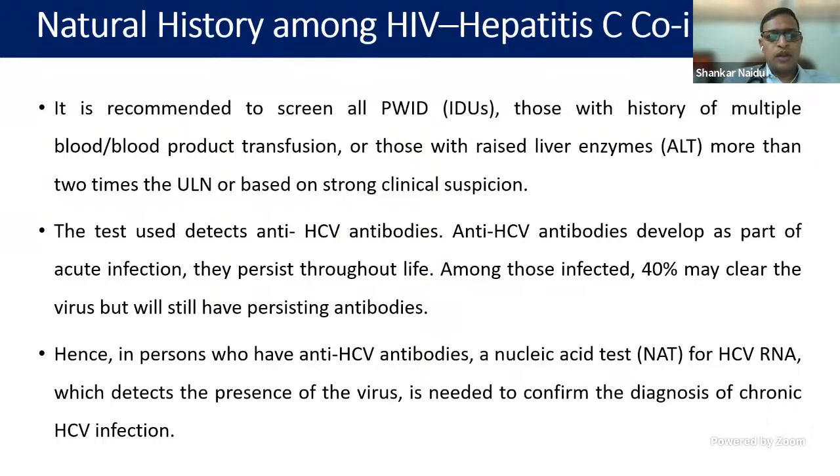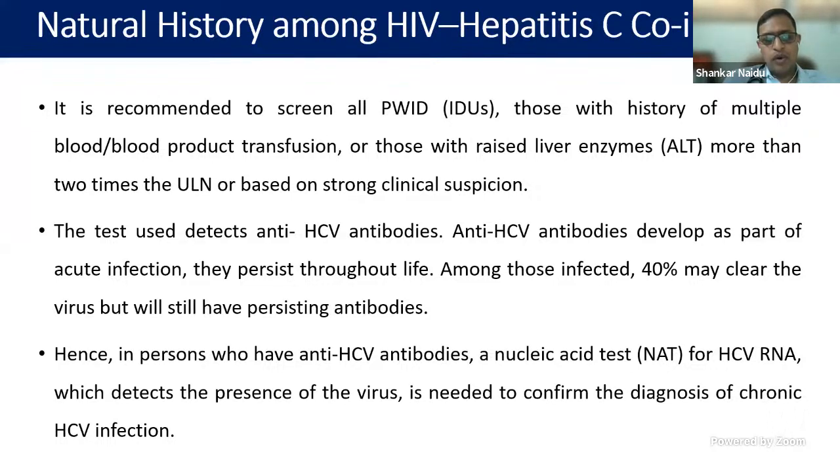So it is recommended that all patients who have a history of IV drug abuse, or those who have a history of multiple blood transfusions, or those with elevated liver enzymes, or a strong clinical suspicion of having hepatitis C infection, should be screened for chronic hepatitis C. The recommended test is testing for the detection of anti-hepatitis C antibodies.